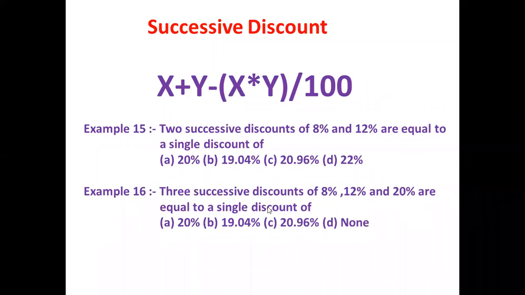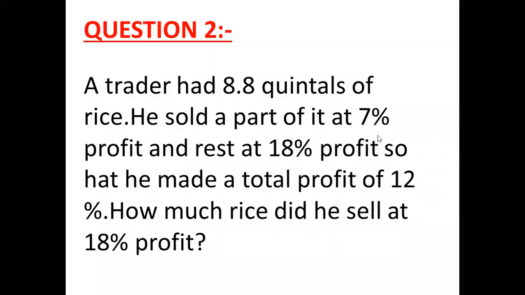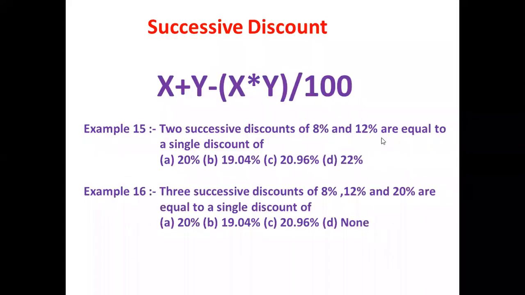In the same way, if they ask you three successive discounts of 8%, 12%, and 20%, you can use this formula 2 times. First find the answer for 8 and 12, and whatever answer you get, let us say 20.96, you put x as 20.96 and the second variable as y and find the answer. Okay. So using this formula, you can easily find the successive discount.